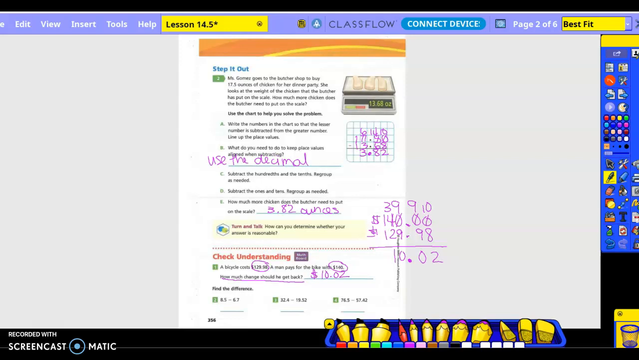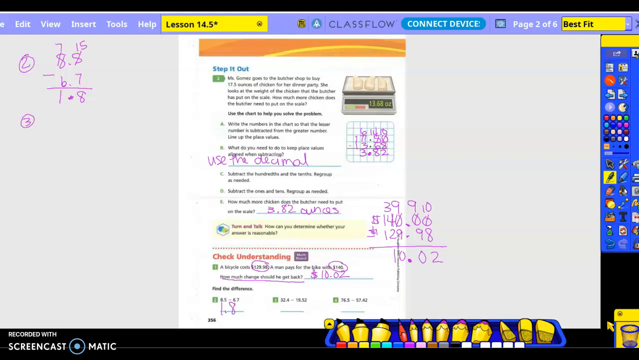All right, they want us to find the difference. So they have 8 and 5 tenths minus 6 and 7 tenths. What do I do first? So bring the decimal straight down. So can I take 7 from 5? No, so this becomes a 15, and the 8 becomes a 7. 15 minus 7 is 8. 7 minus 6 is 1. So my answer is 1 and 8 tenths.